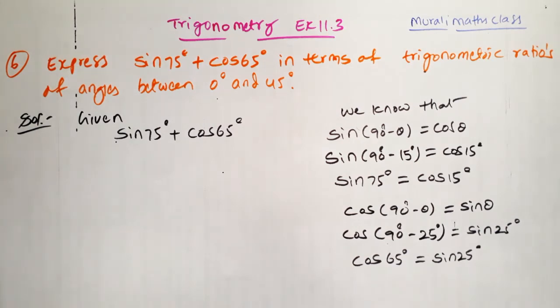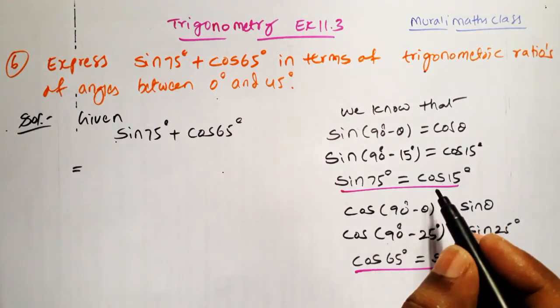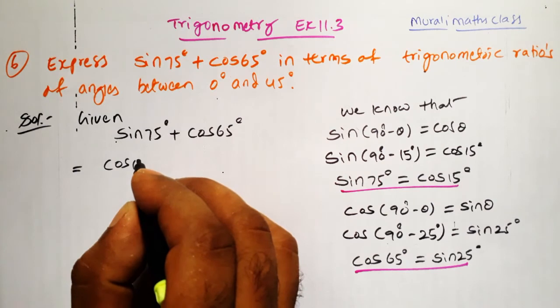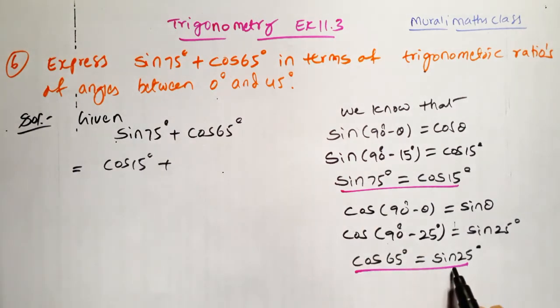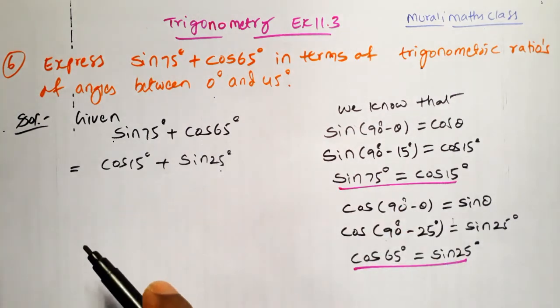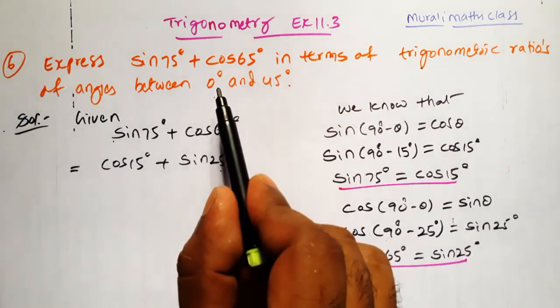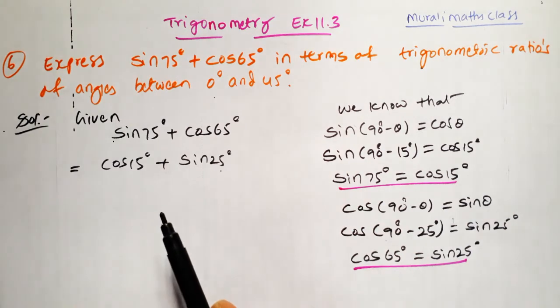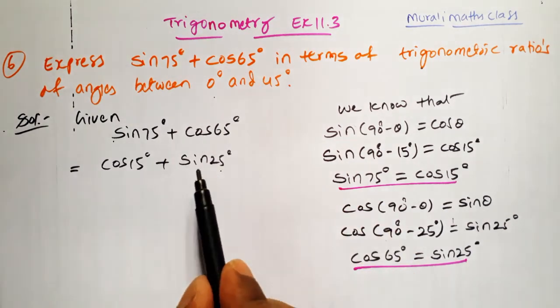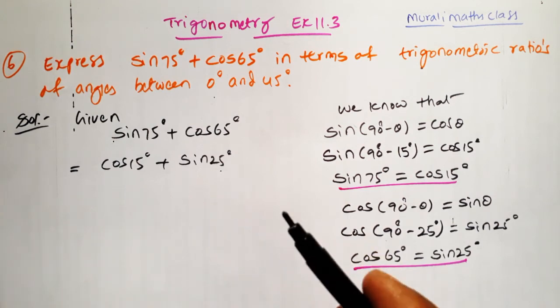Now replace these values. This one and this one replace there. That is the answer. Equals to sine 75, cos 15 we can write, plus cos 65, sine 25 you can write. That's it. This is the answer. Now observe here, these two angles are 15 degrees, 25 degrees. In between these two range only, no, 0 degrees to 45 degrees. In between this only we have these two angles, and we have trigonometric ratio here. Trigonometric ratio. Okay, yes, completed now.